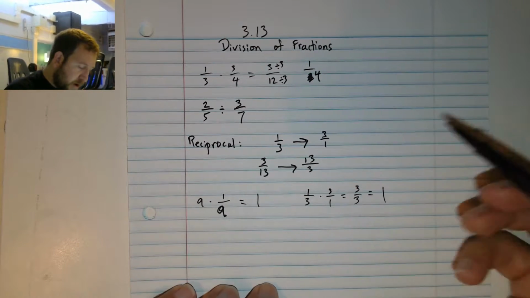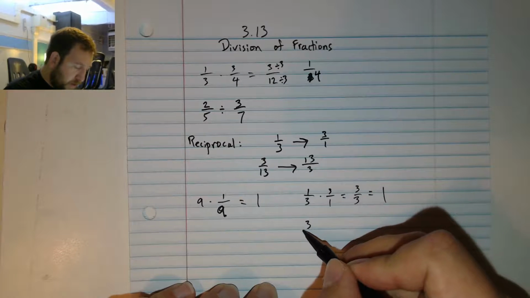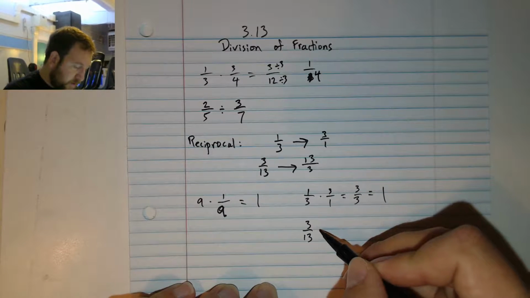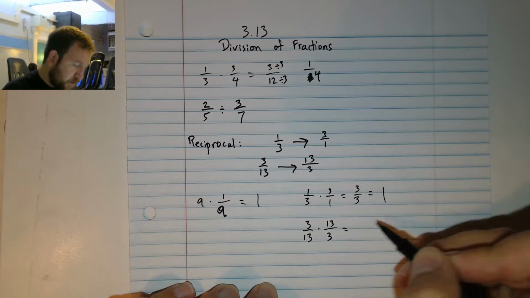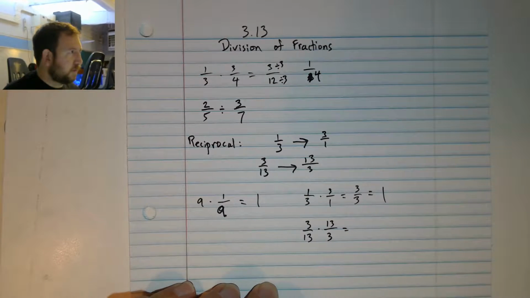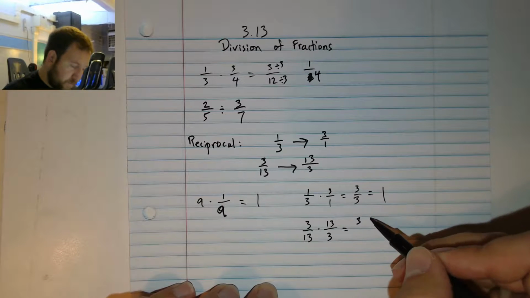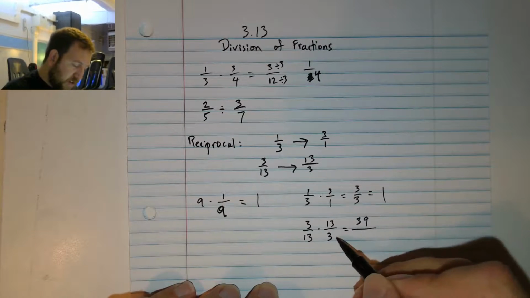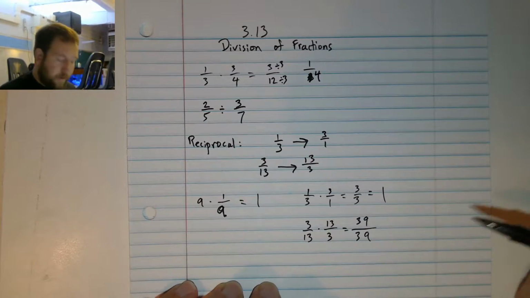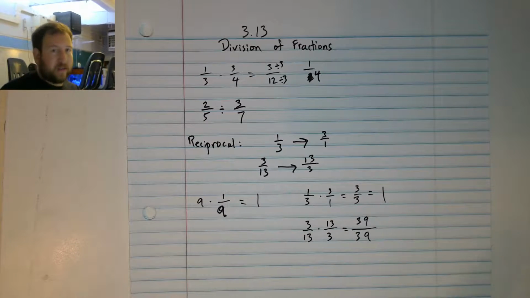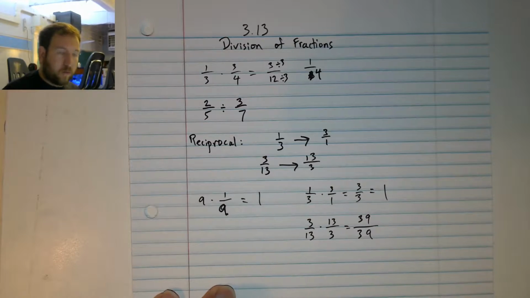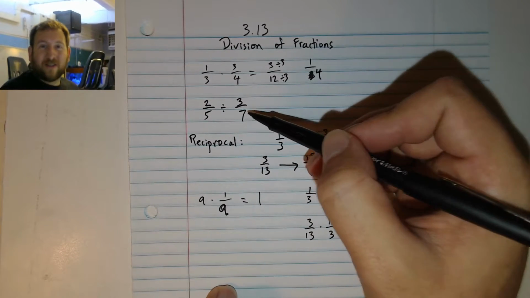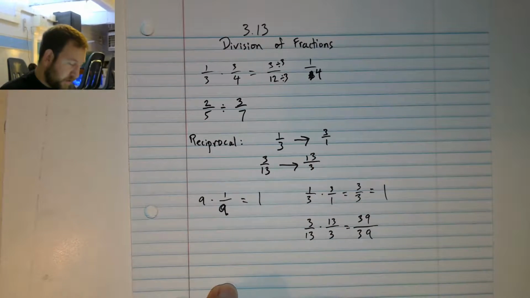Okay, let's try with our other example. We have 3/13 times 13/3. Okay, 13 times 3 is 39, and 13 times 3 again is 39. Well, a number over the same number is still 1, right? So we're good to go. And we're going to use this reciprocal rule to recall how to divide fractions, okay?